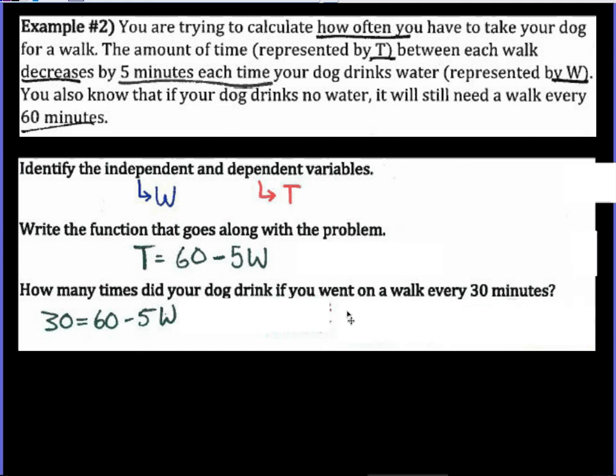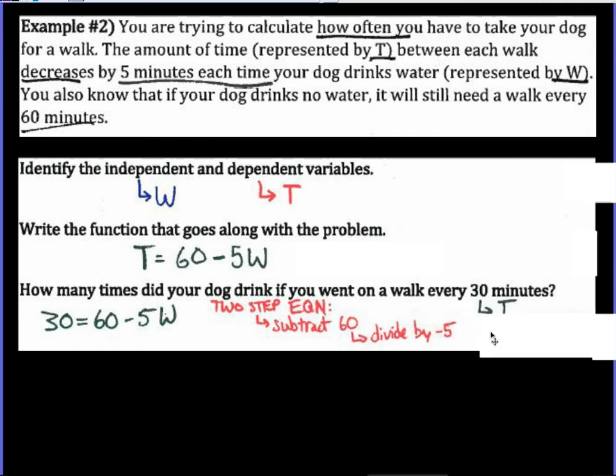If you think back to more recent times, we now have, let's see if we can find it, there it is, a 2-step equation. So how do you think you're going to solve this? Since we have a 2-step equation, we know we're going to do addition and subtraction first, and then divide by -5. So subtract 60 from both sides, and then divide both sides by -5. What you should end up with is W equals 6.